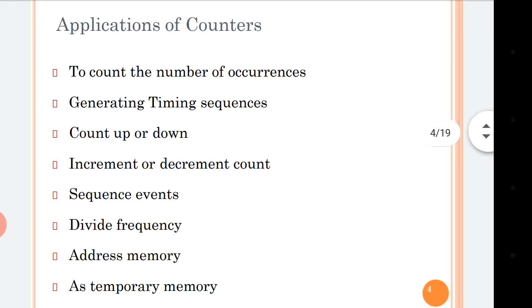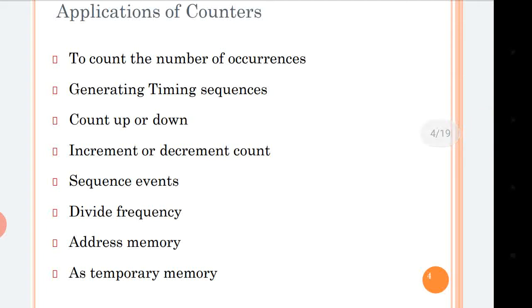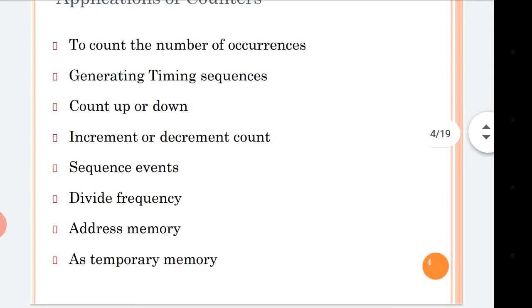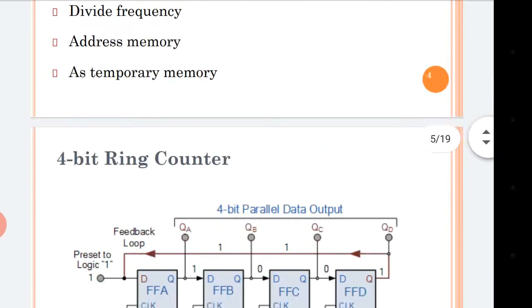What are the applications of the counters? To count number of occurrences, generating timing sequences, count up or down, increment or decrement count, to count sequence of events, divide frequency, address or memory, and as a temporary memory. So these are some applications of the counters.